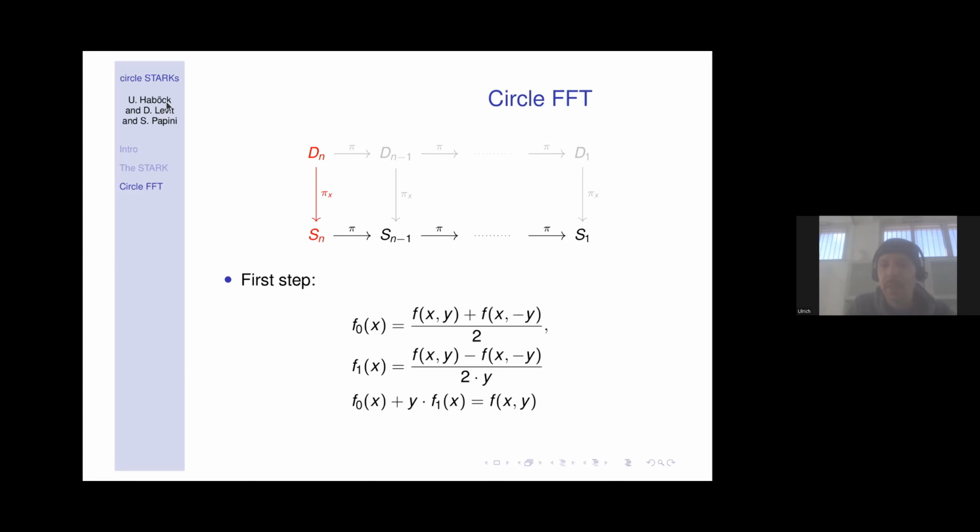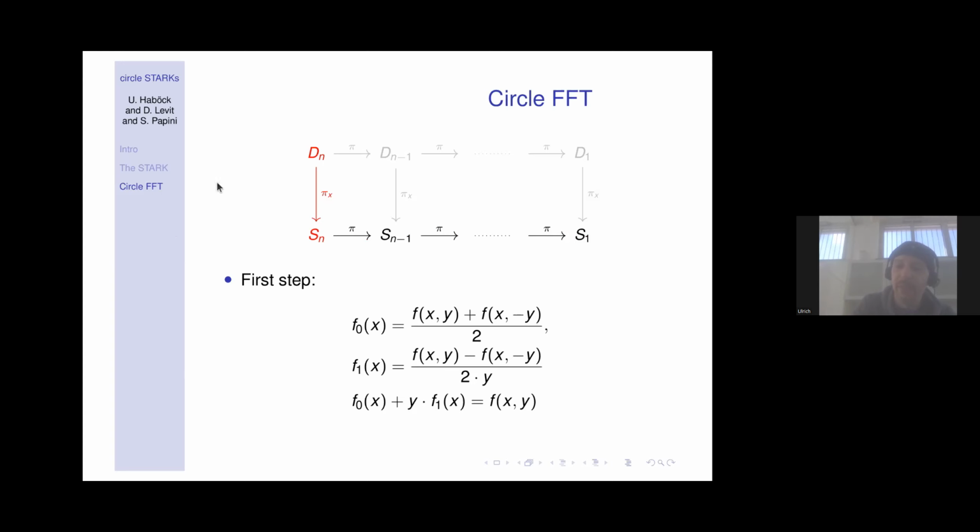So given this standard position coset here, the first step is, as was already indicated in the picture before, that you can consider a model of the quotient space with respect to the involution being on the x-axis itself. So in the first step, you decompose the function into odd and even parts with respect to the involution.